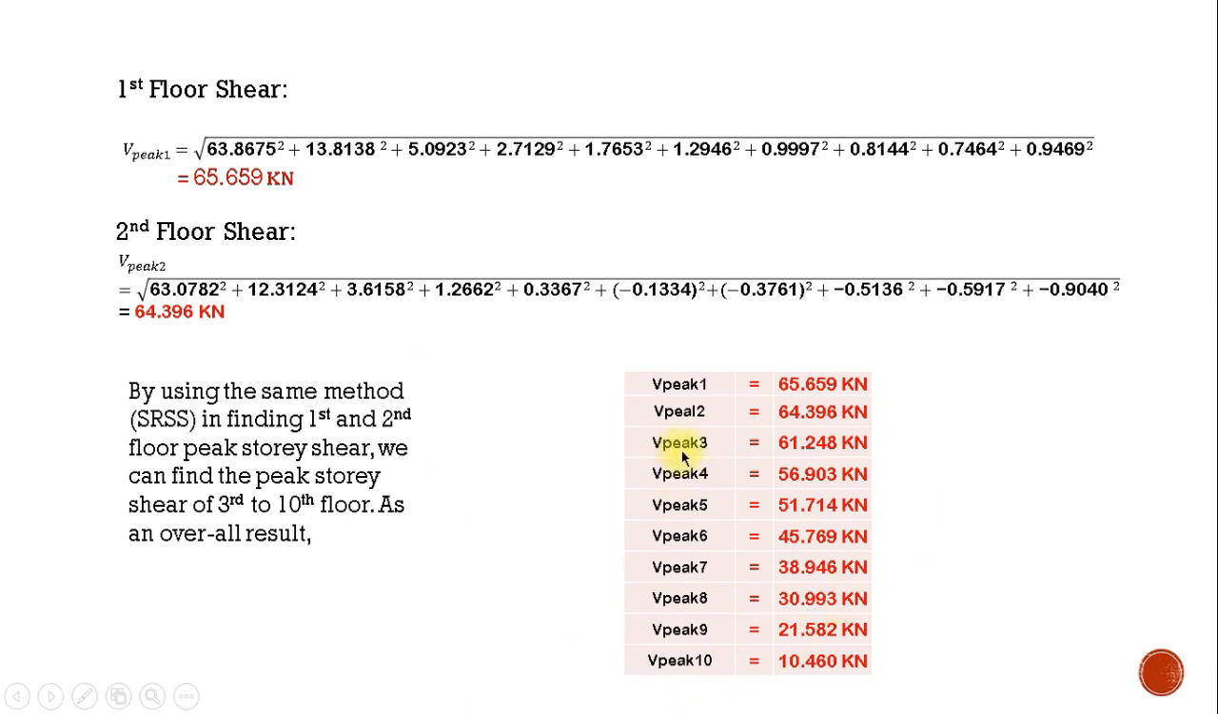So for third floor, ito yung ating peak story shear, 61.248 kilonewton. For fourth floor, 56.903 kilonewton. Fifth floor, 51.714 kilonewton. For the sixth floor, 45.769 kilonewton. Seventh floor, 38.946 kilonewton. For eighth floor, 30.993 kilonewton. For ninth floor, 21.582 kilonewton. And for 10th floor, meron tayong 10.460 kilonewton. So this is our peak story shear in every floor.